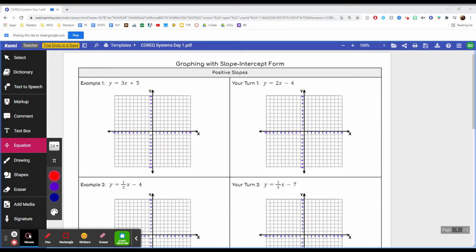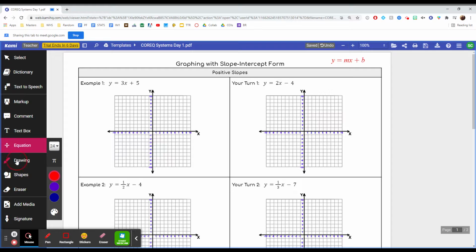Okay, so again, we're going to go ahead and review graphing equations in slope-intercept form. If you remember, the slope-intercept form is y equals mx plus b. That is the formula that we used last semester when we talked about graphing equations.